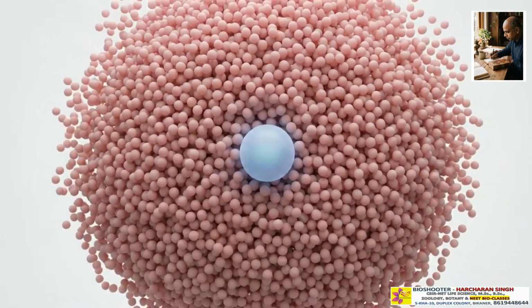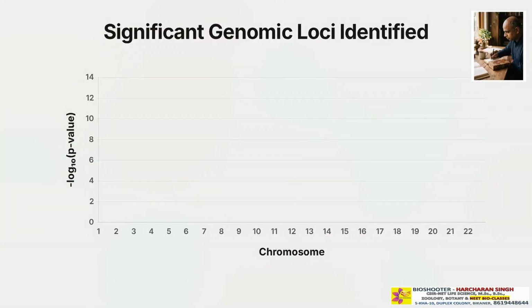This chart is called a Manhattan plot. It's a specialized scatter plot we use to visualize the data points that survive our statistical filter. The horizontal axis represents the physical coordinates of the human genome, arranged sequentially from chromosome 1 down to 22. The vertical axis measures statistical significance, quantified as the negative logarithm of the p-value.